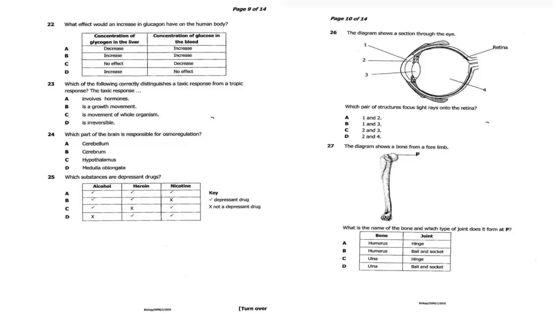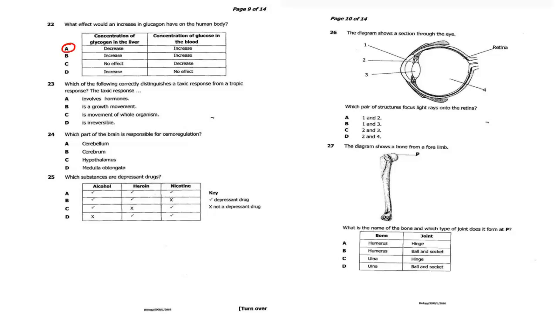Then what effect would an increase in glucagon have on the human body? You know how glucagon and insulin work. When you have a lot of sugar in the body, it converts it to the storage form, which is glycogen. Then when you have low sugar in the body, glucagon reverses this, converting glycogen to glucose. So the concentration of glycogen in the liver decreases because it converts to glucose. Then glucose increases. So the answer is A.